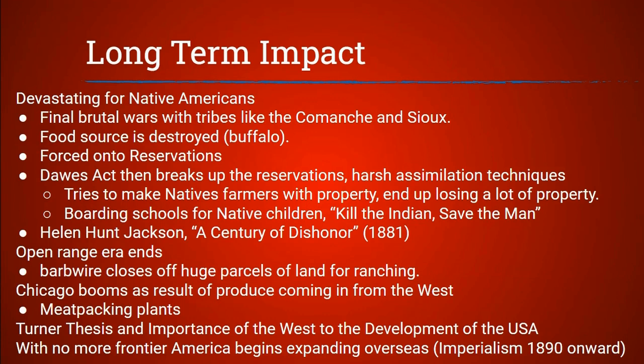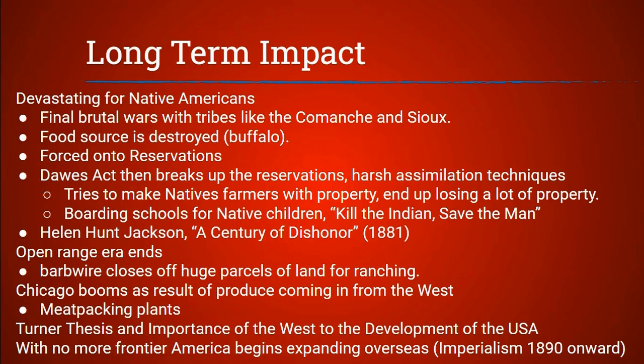Even in the time period, some Americans felt that the natives had been mistreated. Helen Hunt Jackson documented it in her book, A Century of Dishonor. In other major noteworthy long-term impacts, the era of the open range came to an abrupt end as the simple innovation of barbed wire made it possible for ranchers to close off large areas of land, ending the days of freely roaming cowboys.